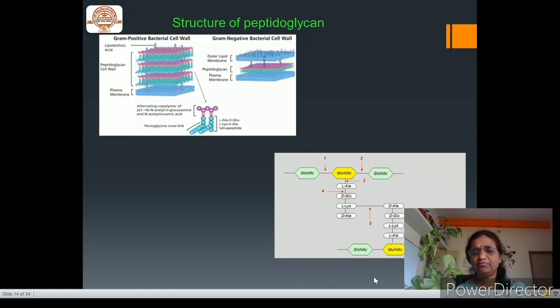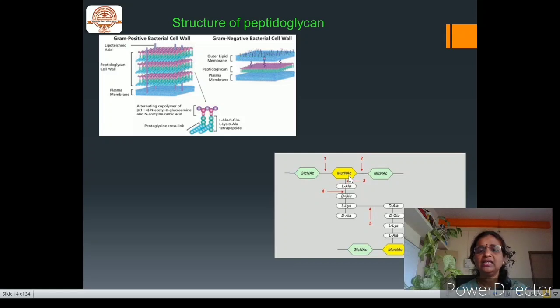Now this is the structure of peptidoglycan. As I told, the glycan strand is there, with glucosamine, muramic acid, glucosamine, muramic acid, such repeating units, and such a number of strands arranged side by side. There is a tetrapeptide side chain attached to each muramic acid moiety.